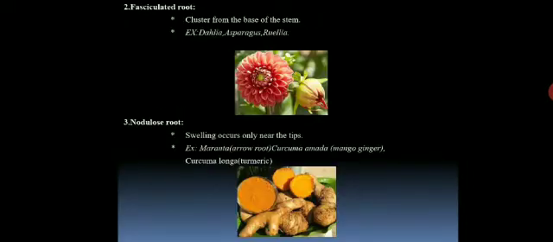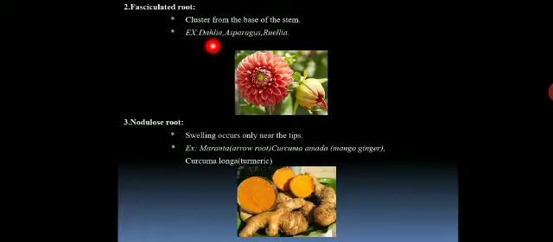Next one is called fasciculated root. Fasciculated roots are normally clustered from the base of the stem. Here there is a picture of the dahlia, where the roots are cluster in nature at the base of the stem. Then only it is called a fasciculated root. For example, dahlia, asparagus, ruellia are some examples of fasciculated root.